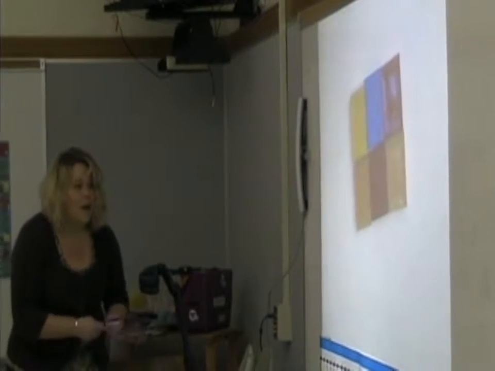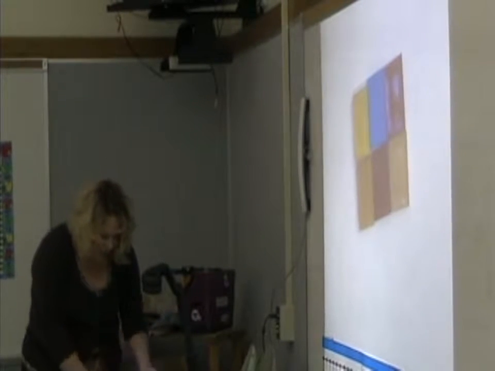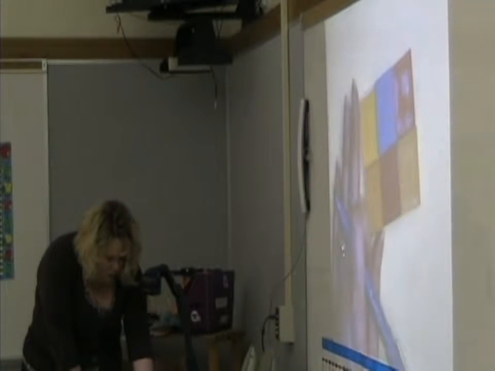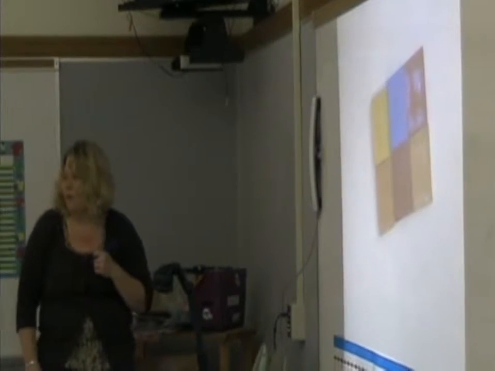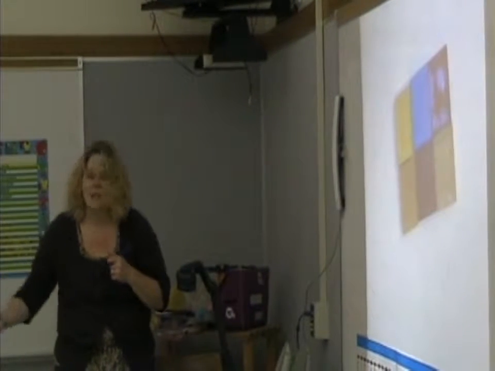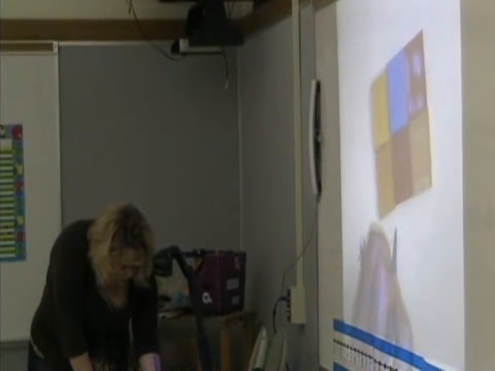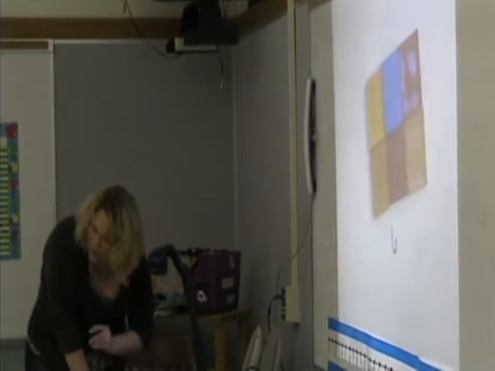Oh no, they mismatch. It's all good. All right, so now I have this shape filled in, and I can see that it's how many square units? 6. 6, okay. 6 square units.